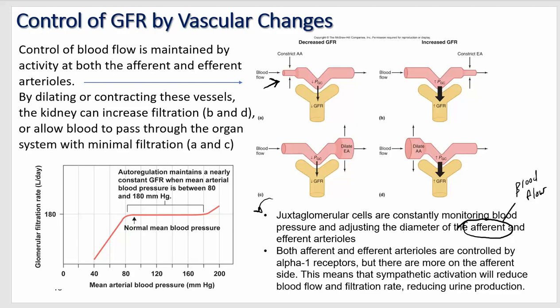Okay, and I have this note here: both afferent and efferent arterioles are controlled by alpha-1 receptors, but there are more on the afferent side. So our sympathetic response is also to reduce overall blood flow to the kidneys. That means that sympathetic activation will reduce blood flow and filtration rate, which reduces urine output. Okay, I'm just going to say this now, it'll make sense now and later. We have a sympathetic response, and we have reduced blood flow.